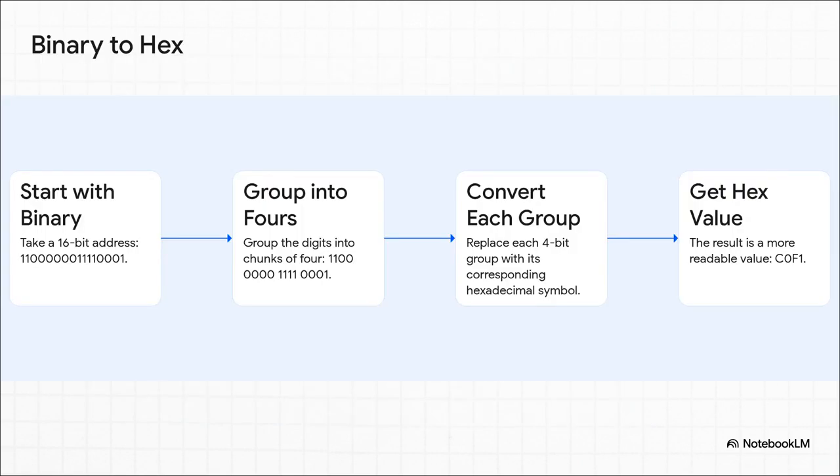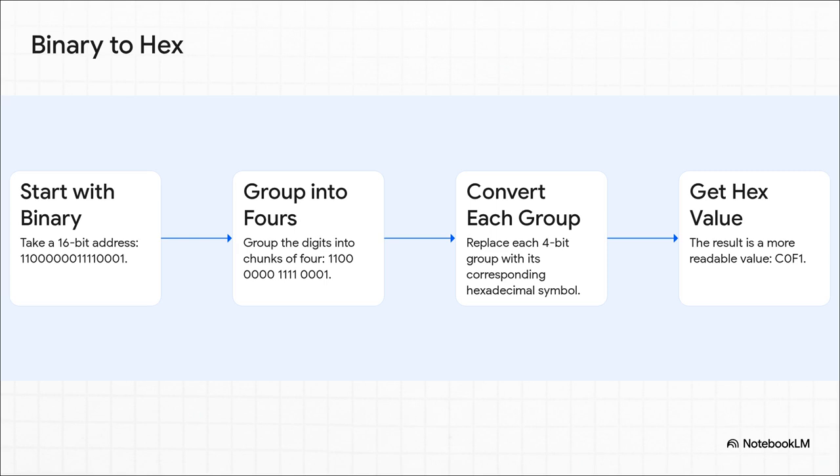Now here's the really cool part, how it works. It's actually pretty elegant. Since 16 is just 2 to the power of 4, you can represent any group of 4 binary digits with a single hex character. So you can take a ridiculously long binary number, chop it up into little chunks of 4, and convert each chunk. Suddenly, that huge string from before becomes just 4 easy-to-read characters, C0F1.